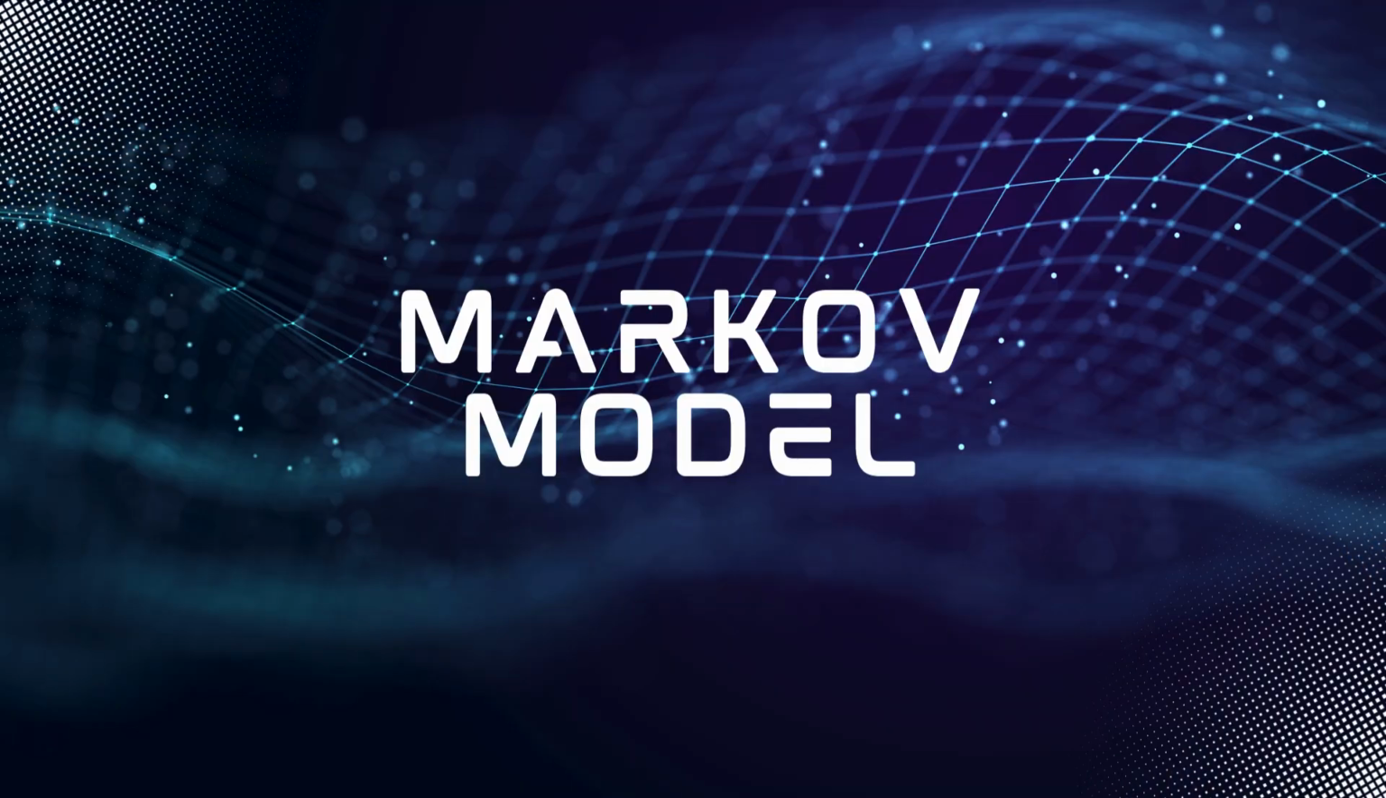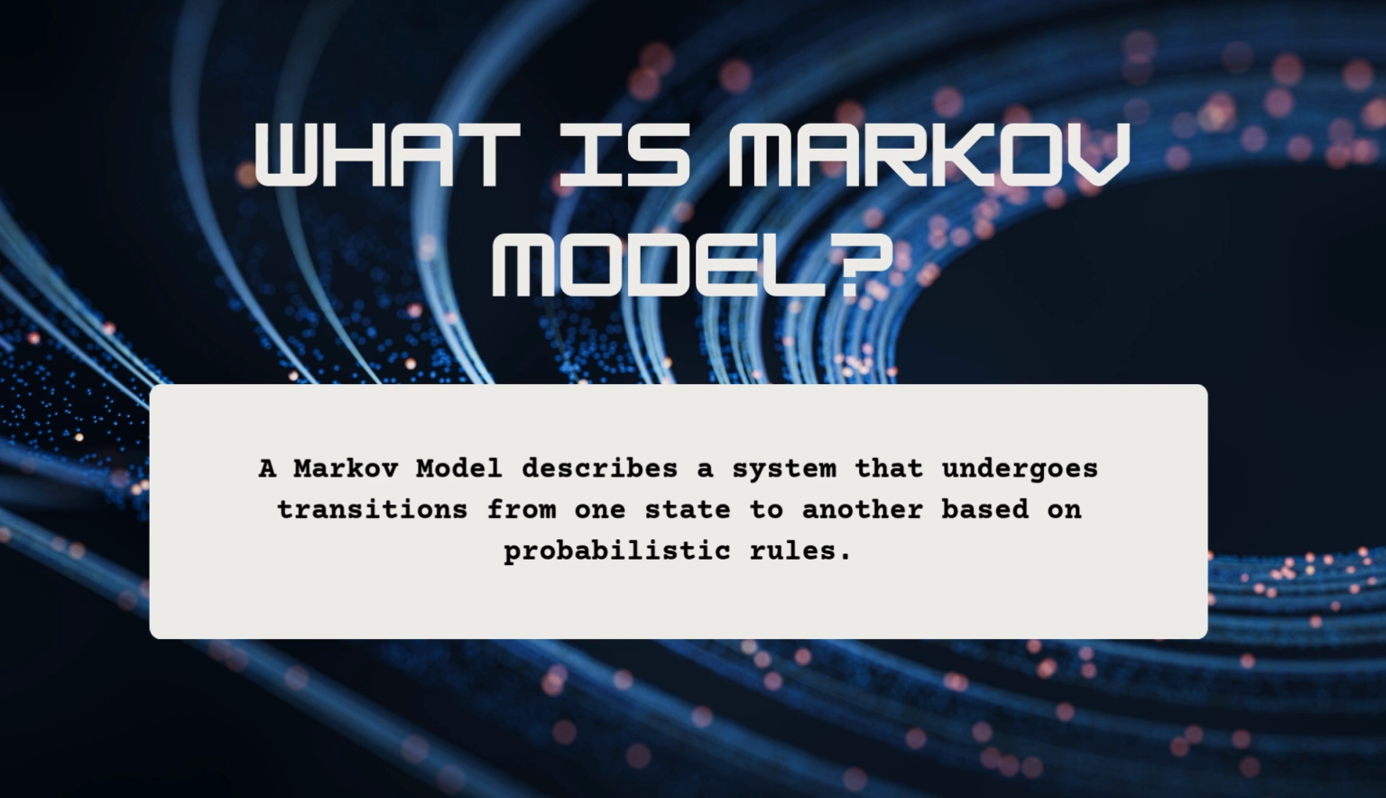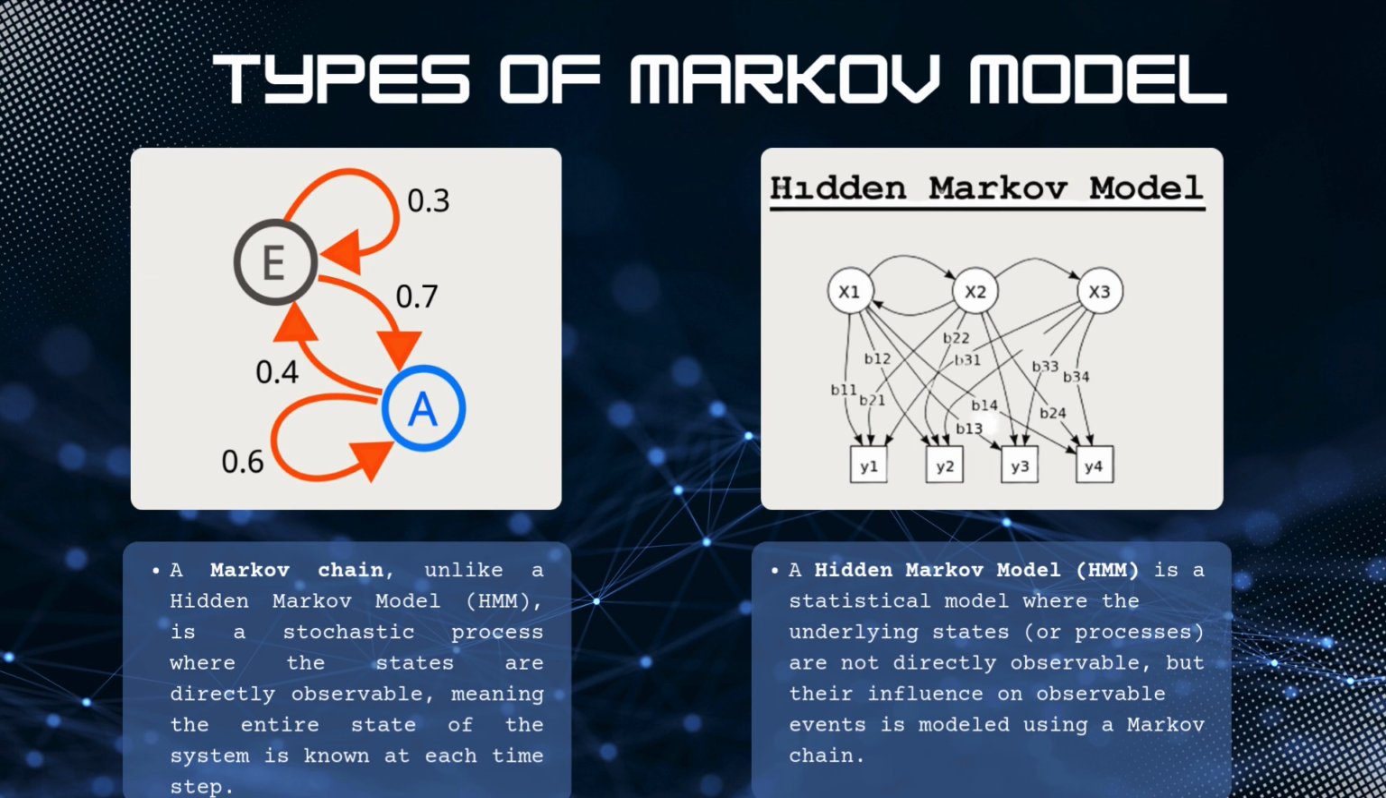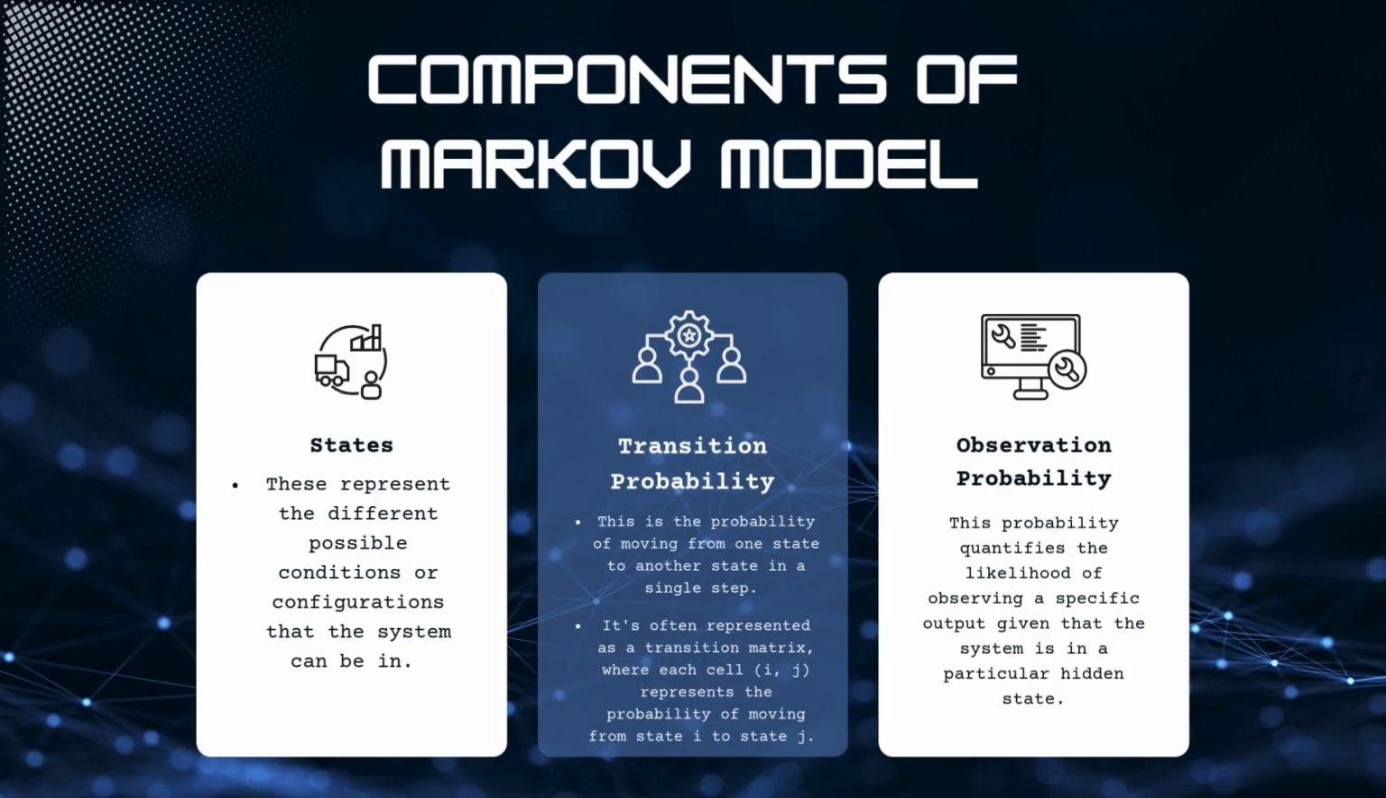3. Markov Model. Definition. A Markov model describes a system that undergoes transitions from one state to another based on probabilistic rules. Types. Markov chain, no hidden states. Hidden Markov model, HMM, states are hidden from the observer. Components. States, possible configurations of the system. Transition probability, probability of moving from one state to another. Observation probability, probability of observing a particular output.